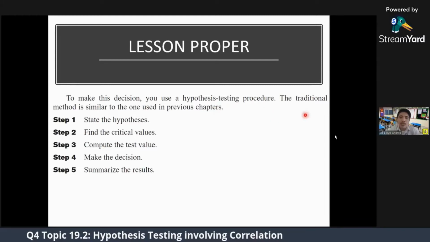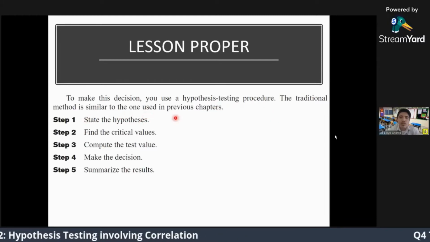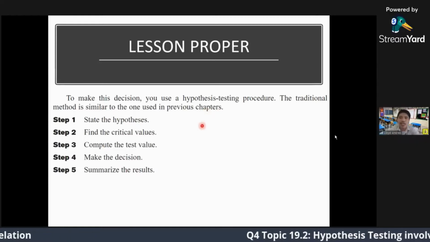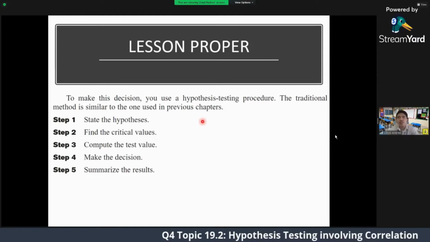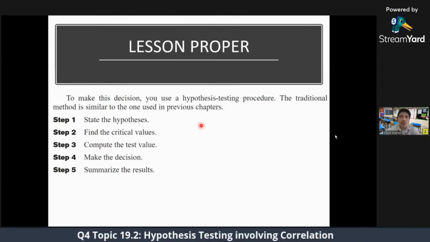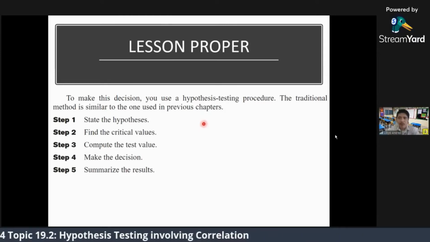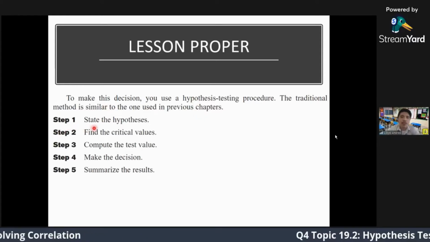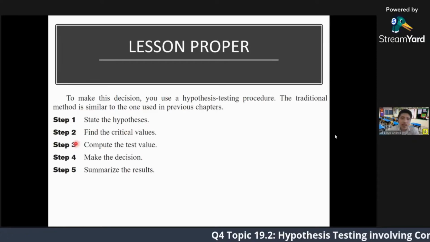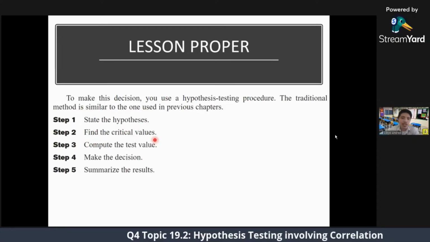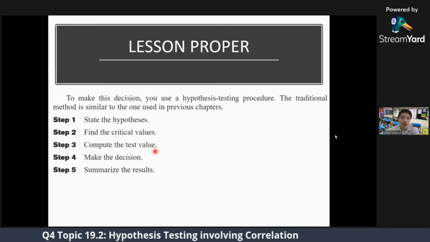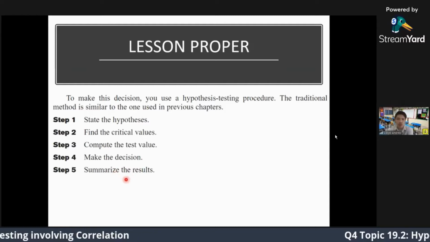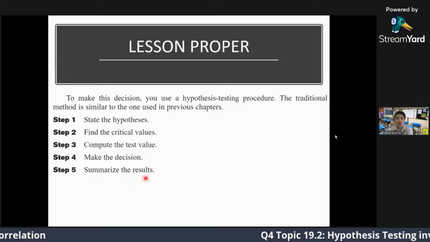The traditional method is similar to the one used in the previous chapter. In testing hypothesis involving the correlation coefficient, it is similar to hypothesis testing involving the population mean as well as the population proportion. The first step is to state the hypothesis. Second is to find the critical values. Third is to compute the test value. Fourth is to make a decision. And lastly is to summarize or conclude.